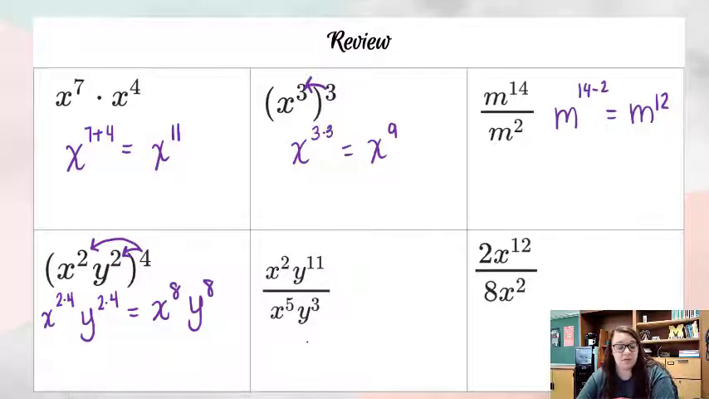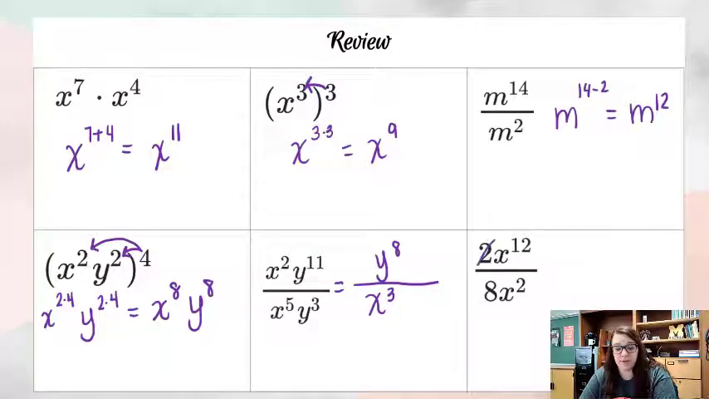This next one, there's some canceling to do. On the x's, I've got 2 minus 5. That means there's 3 extras in the bottom. So I'm going to leave x to the 3rd in the bottom. For the y's, 11 minus 3 gives us 8 on top, so y to the 8th on top is what's extra.